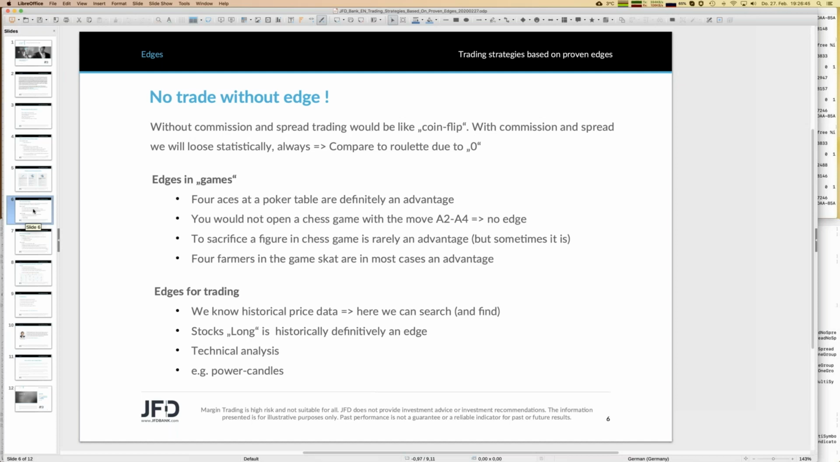But we need to come to the source of edges. So how to develop those, how to derive them. Let me start a little bit earlier. Thinking about trading means, if you don't have any commission, so no costs, no spreads, nothing like that, then going long or short is more or less nothing else than a coin flip. We could even do it and then enter the trade long or short.